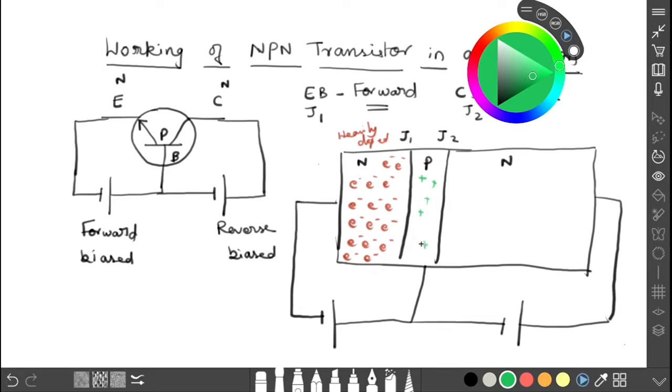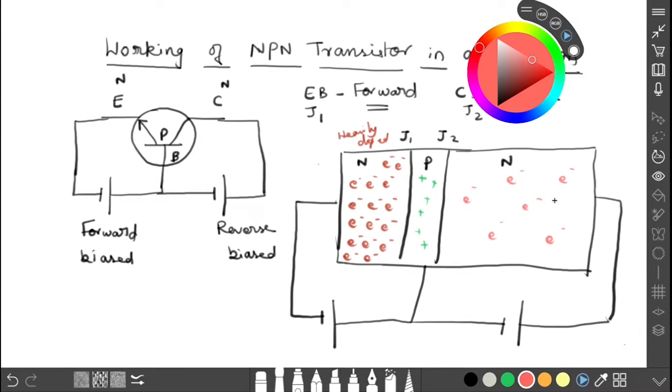Very few holes will be present in this case. Why? Because it is lightly doped and moreover it is very thin in size, so it has a very small number of holes. Next we come to the collector. It is moderately doped, so comparatively with the N-type emitter, it contains fewer charge carriers.